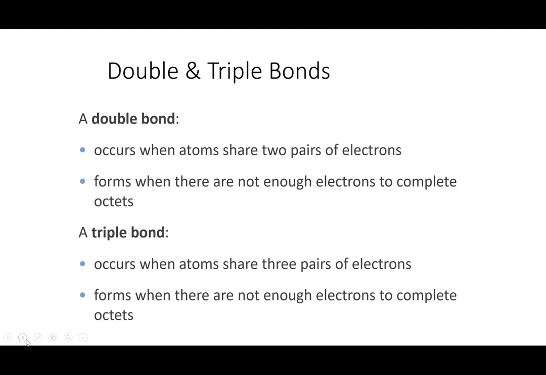Triple bonds can also happen. So a triple bond is when they share 3 pairs of electrons or 6 electrons. And same thing here. It's only if an octet is not complete. So an example of a triple bond would be N2. So see if you can do that Lewis structure and get to the triple bond in that one.